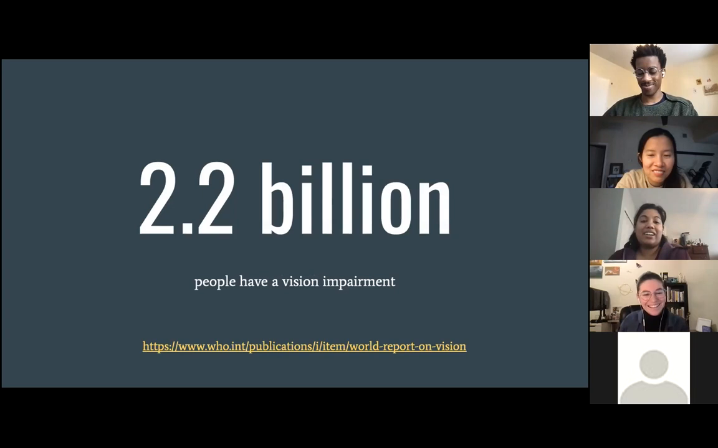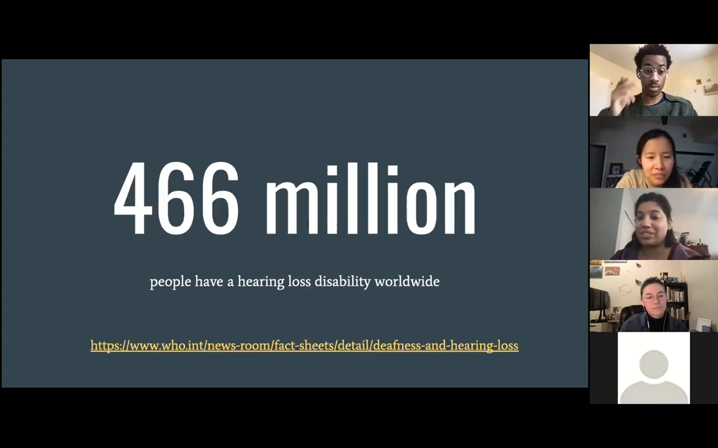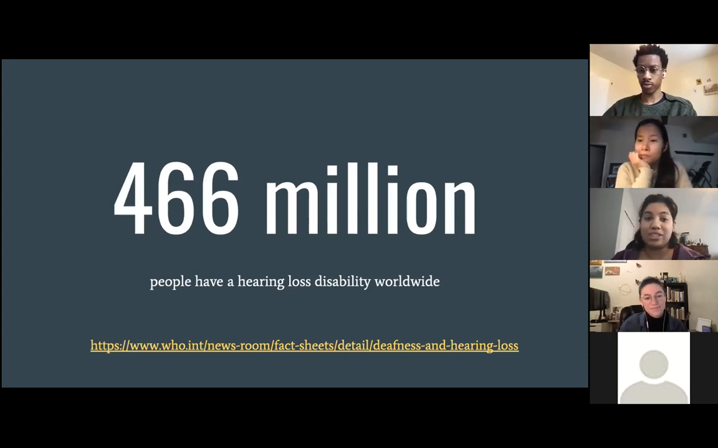And then in the world, there are 2.2 billion people that have a vision impairment. And of that, 1 in 12 men have some form of color blindness. Wow. So doing those color contrasts and color comparisons are really important. And we have 466 million people who have a hearing loss disability.